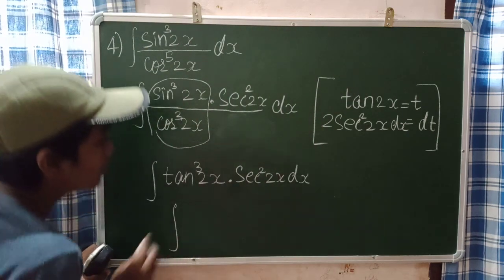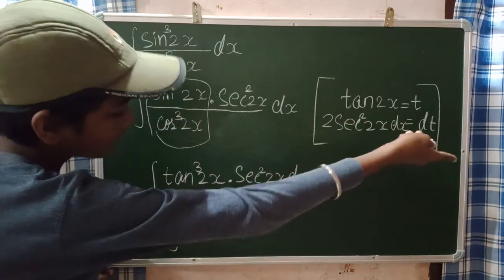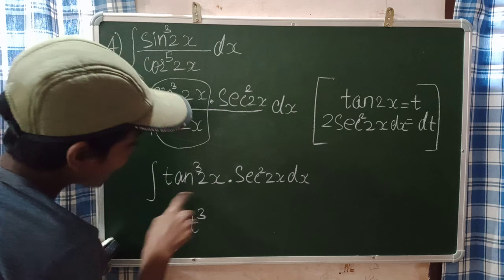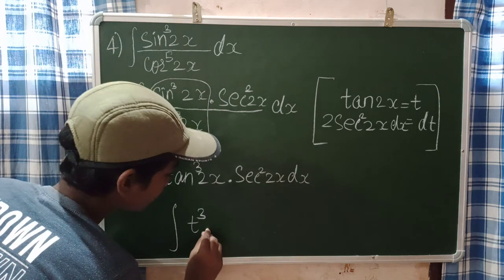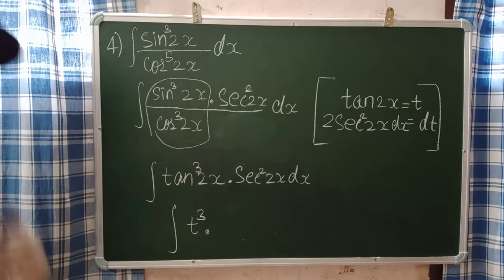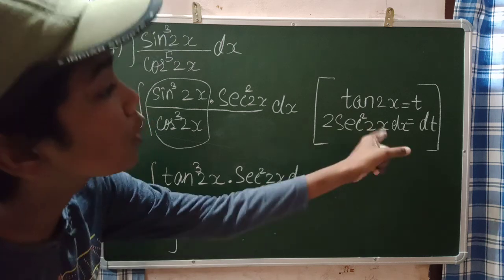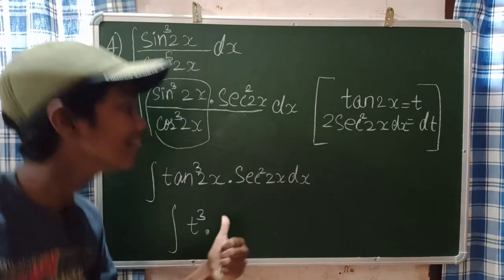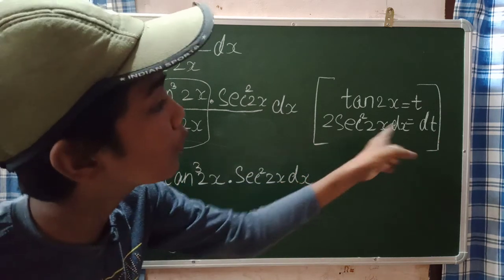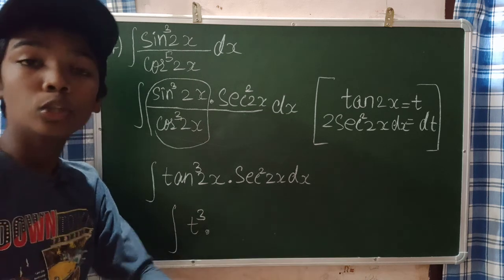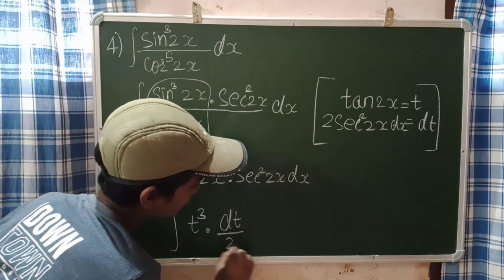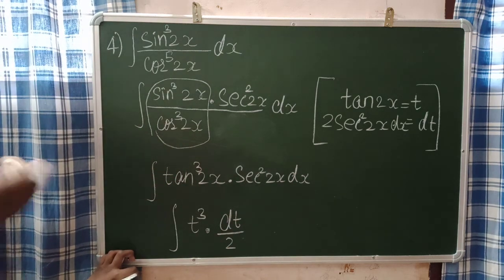When you use the substitution, tan of 2x is equal to t, so tan cube of 2x will be t cube, then into secant square of 2x dx. Should I directly write it as dt? Don't make that mistake. Your dt is 2 secant square of 2x dx, but here I only have secant square of 2x dx; I am not having 2 in it. So I can't directly write it as dt, but rather I can write it as dt by 2. Then only you will get secant square of 2x dx.